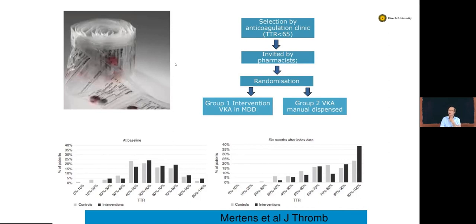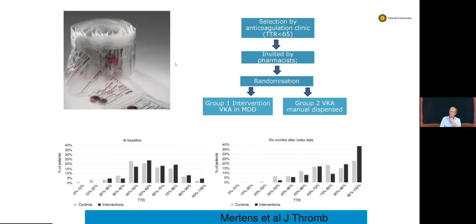So normally they're not packed, but we made an arrangement with the anticoagulation clinic that they would send the information on the dosing immediately to the pharmacist on time, so the pharmacist had time to change these rolls. The control group just received their vitamin K antagonist in normal boxes. And then below you see the baseline data.